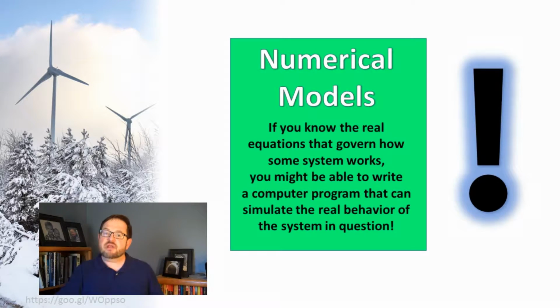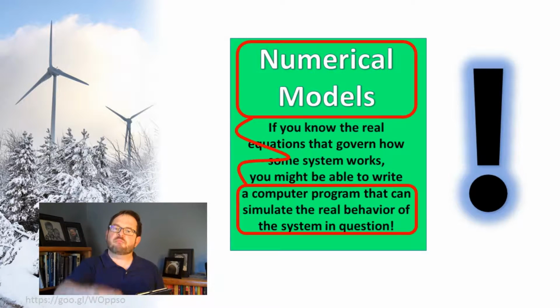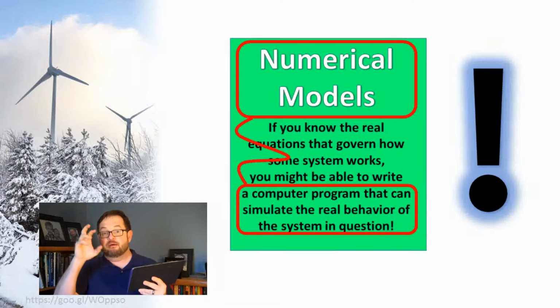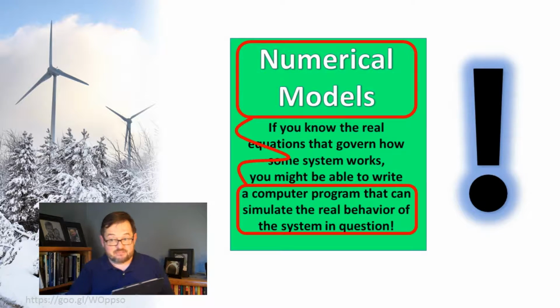So the way a numerical model works in general is that if you know the real equations that describe how the physics of a system work, you can usually write some kind of computer program or algorithm that can simulate that behavior to figure out what the system is going to do moving forward. So, just to connect the dots, the numerical model of the atmosphere, or of that rocket, or of that racing car, is the computer program itself that can simulate the real behavior of that system. That's the numerical model.